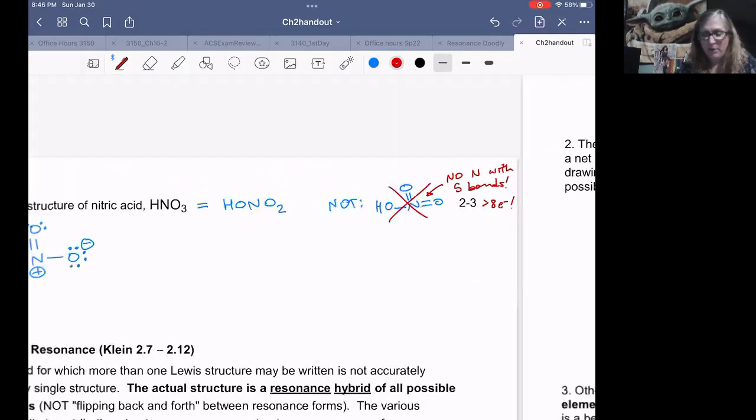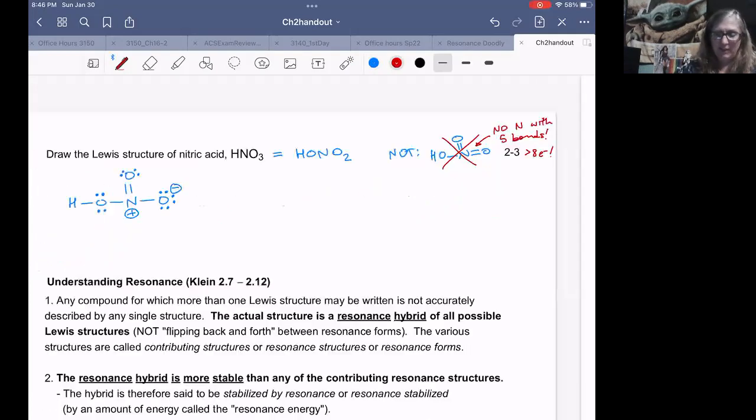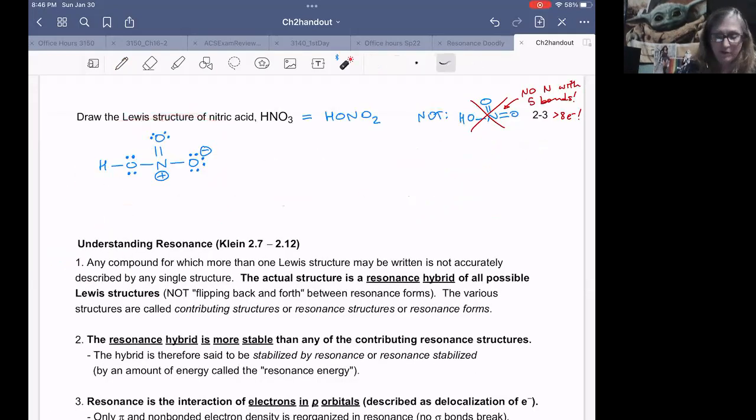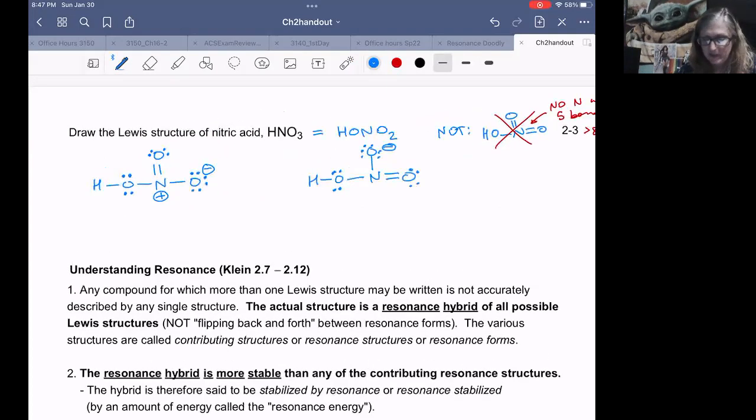Okay, so with everyone having a filled octet, this is the structure you get. But if you drew this structure, you might have said, well, wait a minute. What about the possibility, instead of drawing a double bond to this top oxygen, couldn't I draw a double bond to this side oxygen? And I can. That would be another possible Lewis structure to draw, another valid Lewis structure, where I have the double bond in this direction and the single bond with the O- up top. And of course, that would still be an N+.